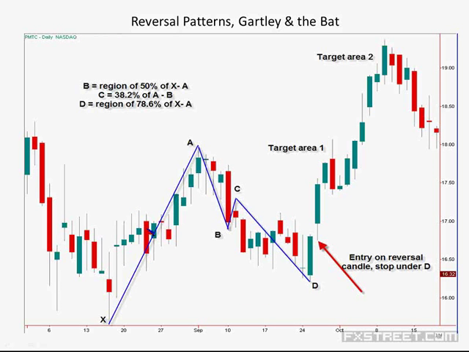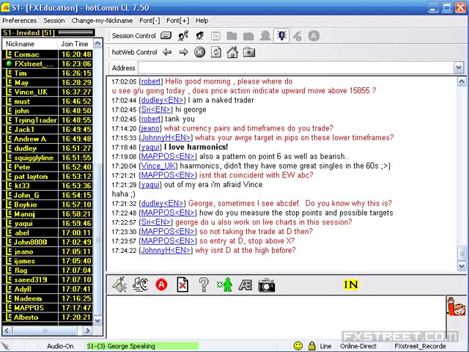Here we go, got a nice little bullish one, X to A, B, C, D. 78.6 is the key level. If it breaks 78.6, it's not a Gartley. Price then takes off, and away we go. Target area 1, target area 2. Just follow the stop on up, and it locks in the profit.